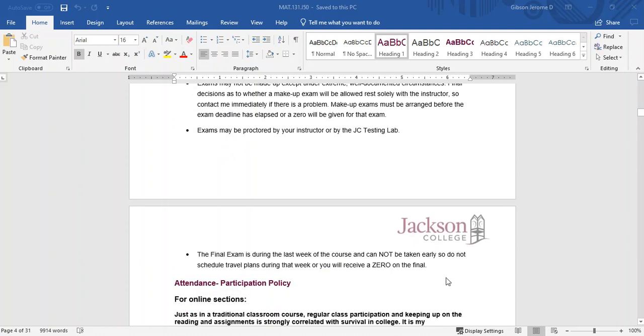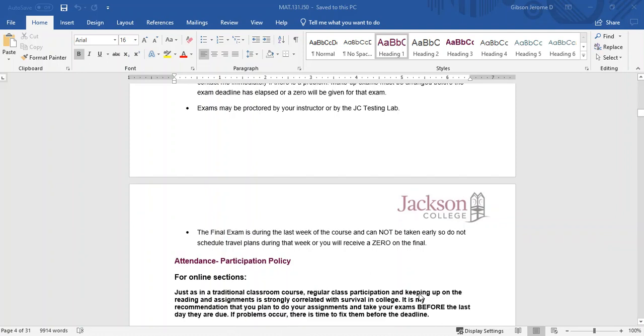Now the final exam. It's during the last week of the course and cannot be taken early, so do not schedule travel plans during that week or you will receive a 0 on the final. The final exam, I will go over the dates that will be given.